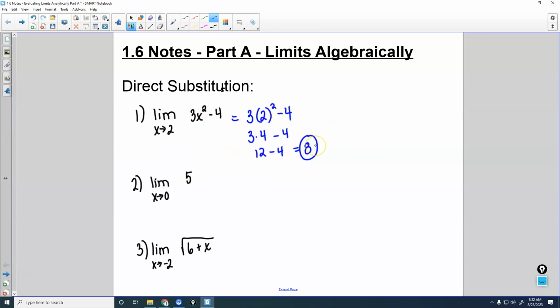All right, so you just get 8. That's your answer. If you can plug in the number and you get an answer, that's it. So 8 is the answer. We could look at the graph, we could see where it's at, but you just plug it in. That's all you do. What about this one?